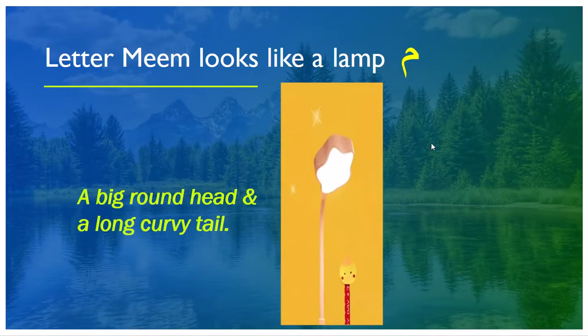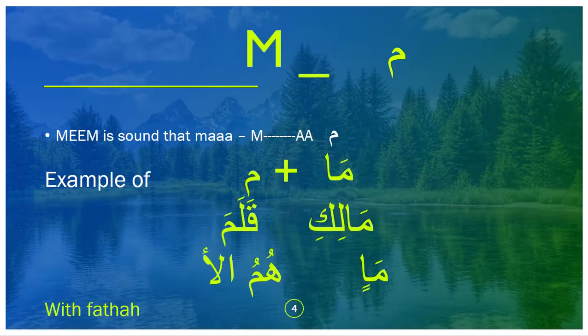MEEM. Letter MEEM looks like a lamb. A big round head and long curvy tail. MEEM is sounded ma. English alphabet is M, ma, MEEM. Example of MEEM with fatha: ma, MEEM zabar alif ma.